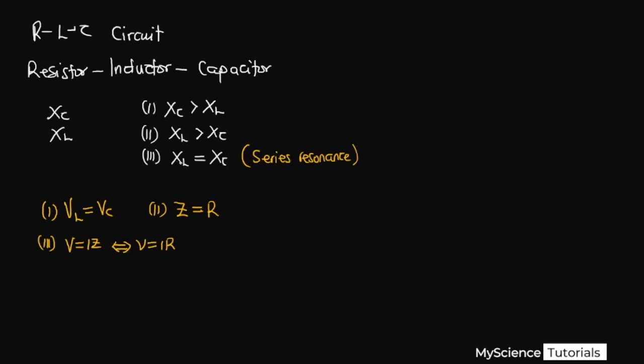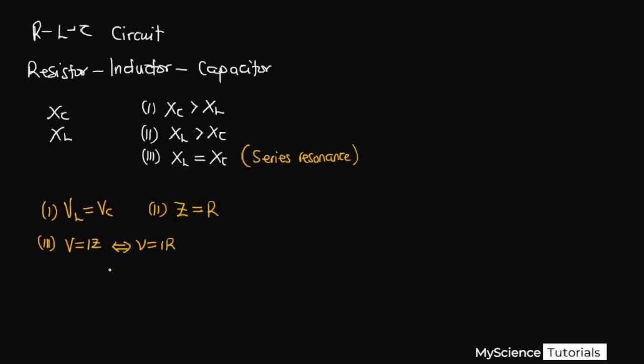So it means that the inductive and capacitive voltages are in opposite phase, so they cancel each other out, and then just the resistance in that particular RLC series circuit becomes the only opposition to the flow of current. So your impedance will be equal to your resistance, as we stated over here.